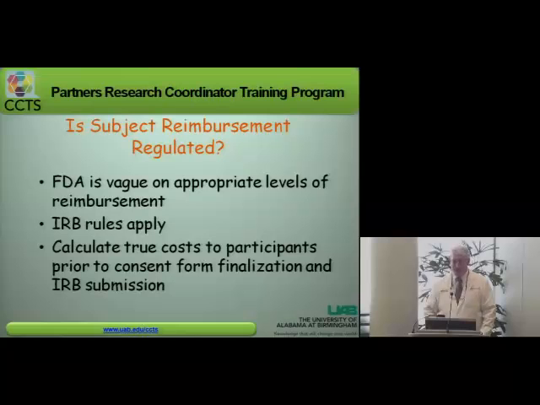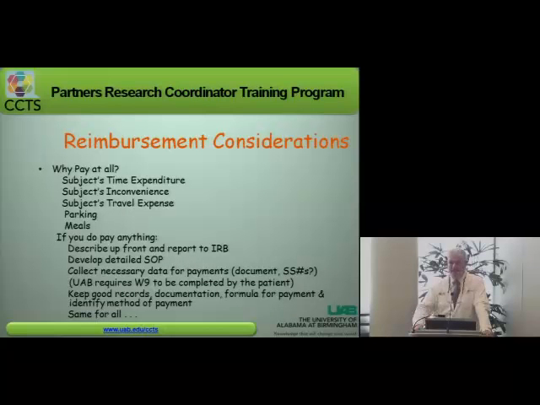This is talking about reimbursement, and really if you read the FDA regulations about it, it's very vague. It doesn't tell you, you can't do this, you can't do that. It's real vague, and it leaves a lot up to the IRB to determine. And before you send something to your IRB, you need to have the true cost. I've put a little aspect of the slide in here that actually has the cost of parking, what a visit costs, and the mileage for the state of Alabama state institutions. It's like 55 cents a mile or something. And you calculate all that into your visit.